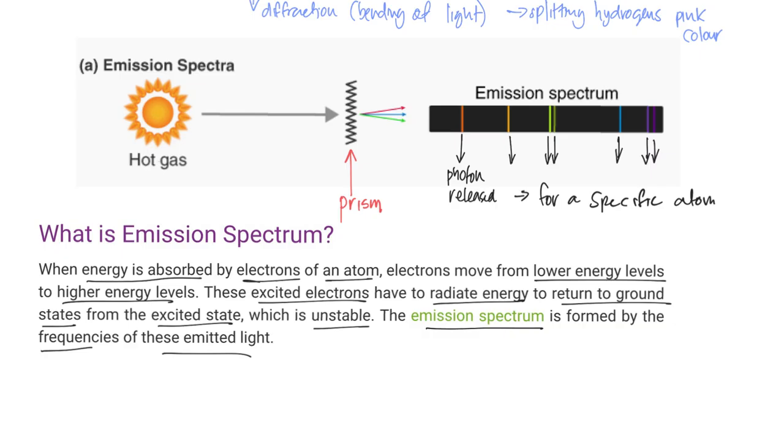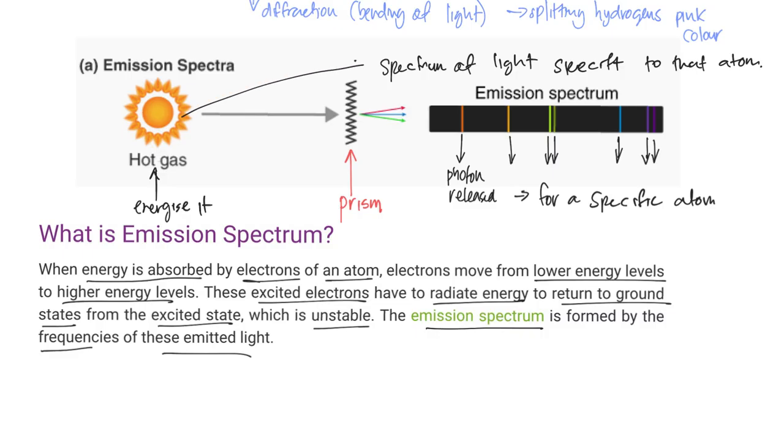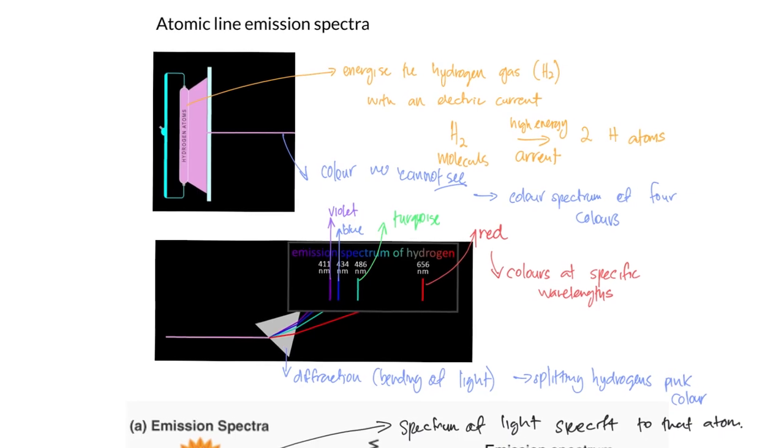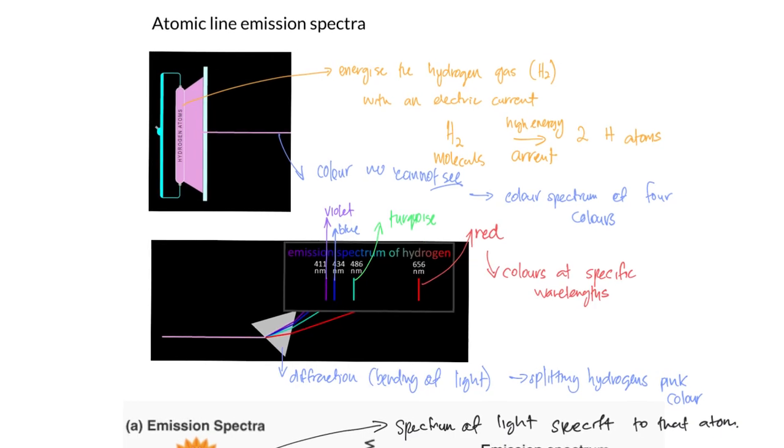So emission spectrum means we take a hot gas and we energize it. It goes through a prism, and then you get a spectrum of light, right, specific to that atom. The atom is the atom of the hot gas, not the prism. It's going to release a bunch of lights. That would give you your emission spectrum. Let's not forget here, over here. Oops, I should use a better color for that.